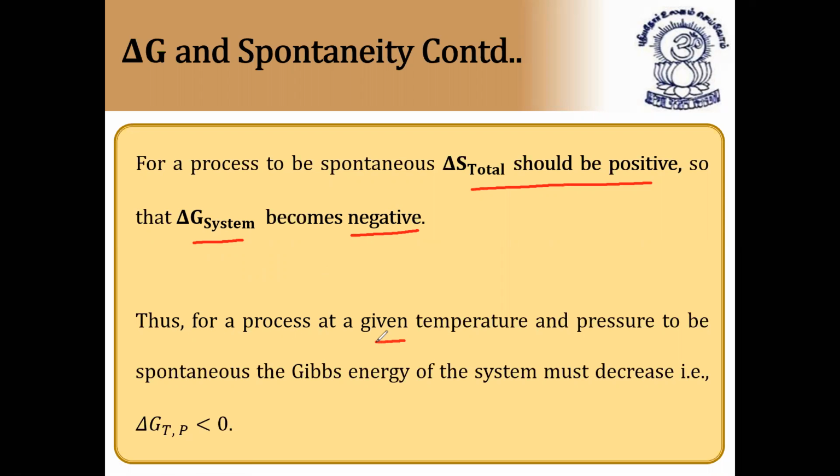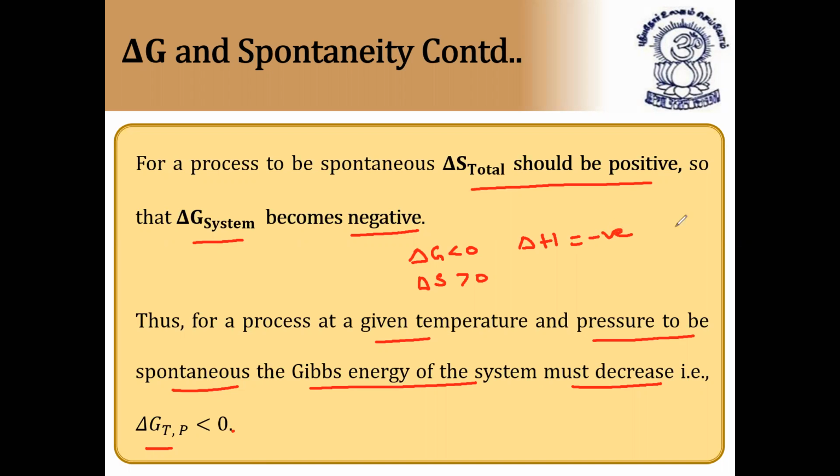Thus, for a process at a given temperature and pressure to be spontaneous, the Gibbs energy of the system must decrease. That is, delta G at constant temperature and pressure should be less than zero. So what is the spontaneity condition? Delta G must be less than zero, delta S should be greater than zero, and delta H can be either negative or positive. Usually for most reactions it is negative, and for certain reactions it is positive. So for a reaction to be spontaneous, delta G should be less than zero.